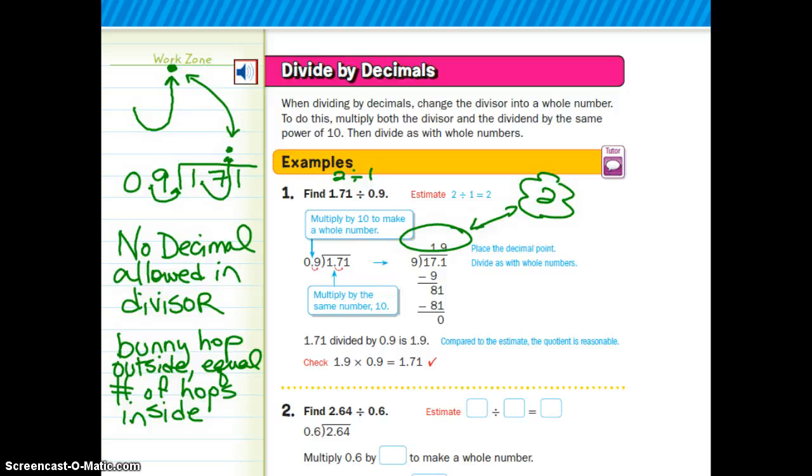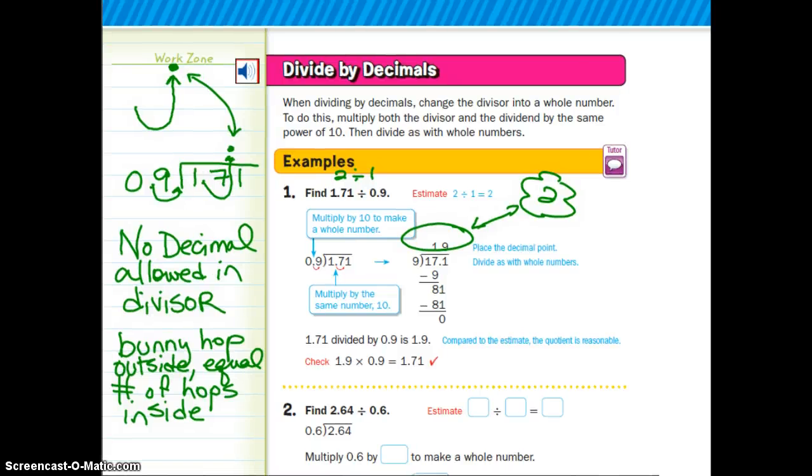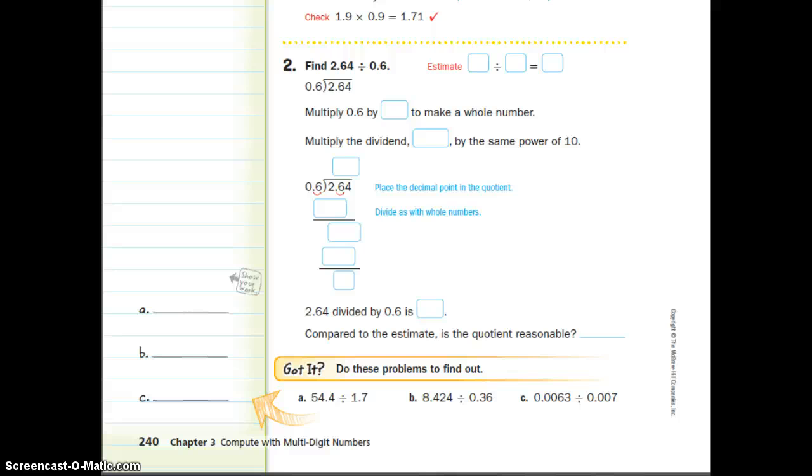Let's do number 2. Okay, so number 2, we have 2.64 divided by 0.6. Well, I'm going to say 0.5 because that's a half. And I'm going to say 3 here, so half of 3 is 1.5. So I'm going to put 1.5 in my cloud. And I'm going to change inks because I'm not really keen on the black because it doesn't show up very well. So now we're going to come over here and work our problem.